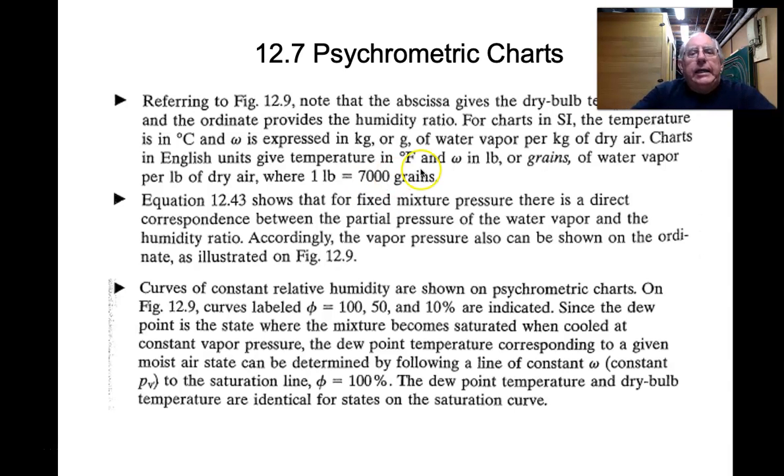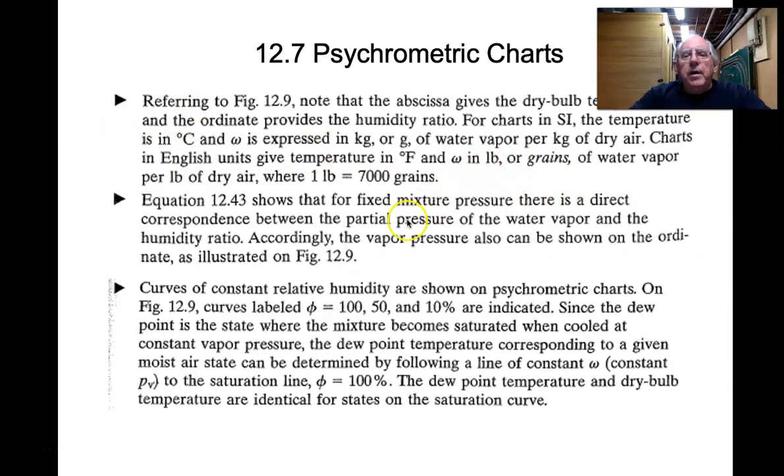And what a grain is, is that there's 7,000 grains in 1 pound. And so you would see the humidity ratio on that one axis given in terms of grains per pound of dry air. And so it's a way of determining the humidity ratio primarily from older times.